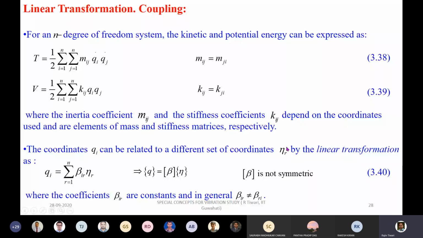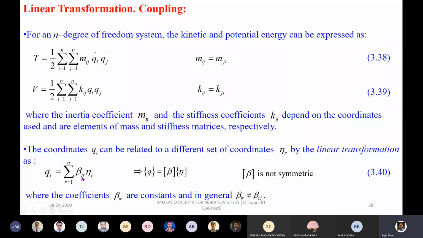We have a relationship between these two coordinates, because generally coordinates are related, like the rectangular coordinates and the polar coordinates, x, y and r, theta. They are related by some geometrical relationship. So let us say the coordinates we are choosing have a linear relationship. So qi is the summation of beta times eta r, where beta is a constant and eta r is the new generalized coordinate we want to use. You can see beta has the subscripts i and r.